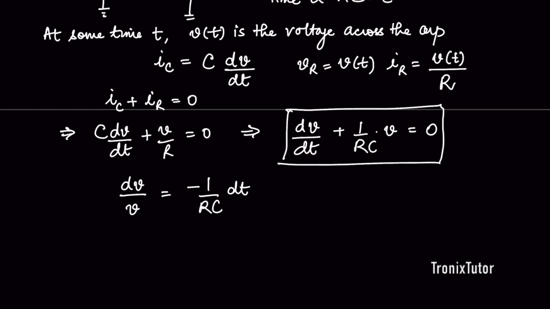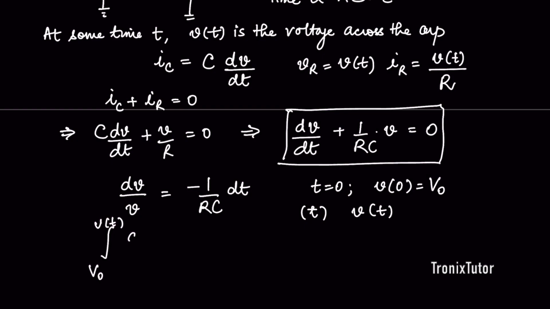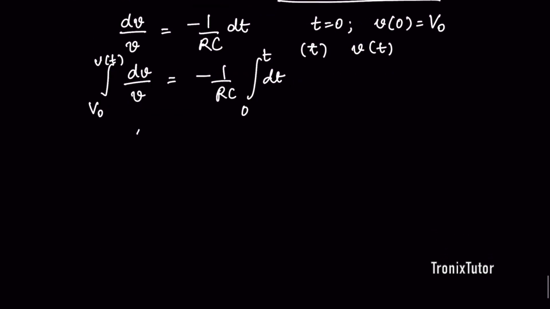Right? So I want to find the expression for V of t. So let's first talk about it. So when t is equal to 0, my V of 0 was essentially V naught. And so I want to now find at some value of t, what is the value of V of t. So integrating both sides, when I integrate the left side, I integrate from V naught to V of t, dV upon V should be equal to minus 1 by RC integral 0 to t of dt, which gives you V of t is equal to V naught e power minus t by RC.